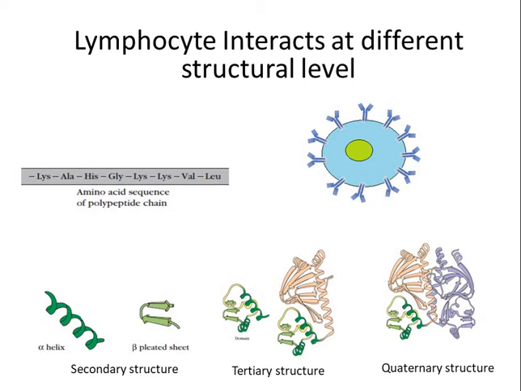Lymphocytes may interact with a complex antigen on several levels of antigen structure. An epitope on a protein antigen may involve elements of primary, secondary, tertiary, and even quaternary structure of the protein. In polysaccharides, branched chains are commonly present, and multiple branches may contribute to the three-dimensional structure of the epitope.